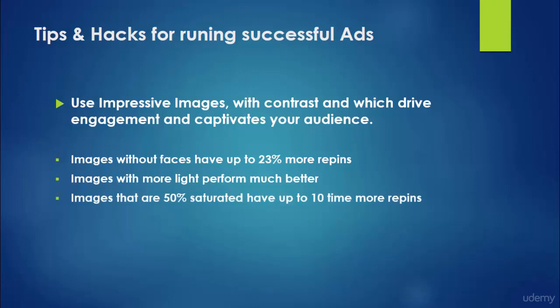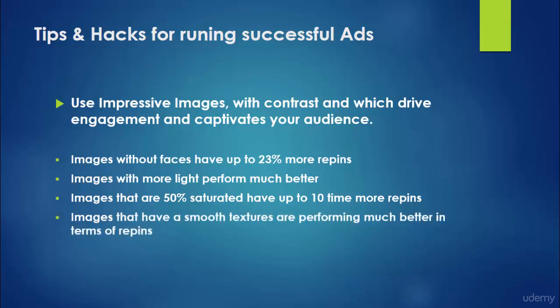Now, images that are 50% saturated have up to 10 times more repins. That is a lot, guys. So keep in mind this, because 10 times more repins means a lot more exposure for you, more than 10 times more exposure, because a lot of people see the image from the repins, and those people will also repin for themselves the image, and so on. So you will grow your exposure exponentially. So this is very important. Try to have a very saturated image.